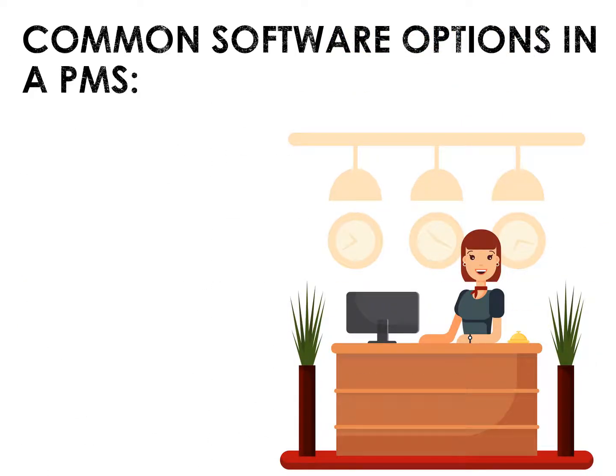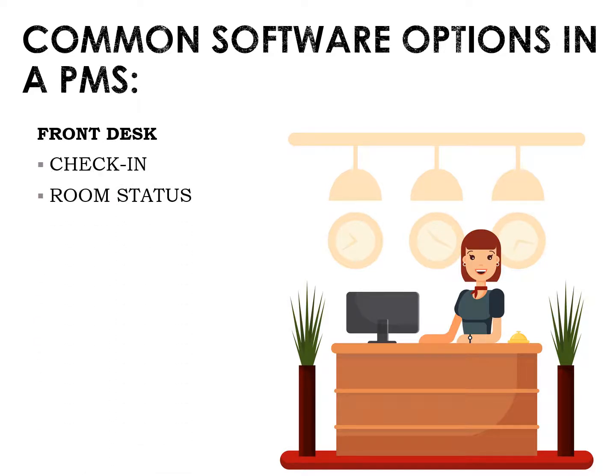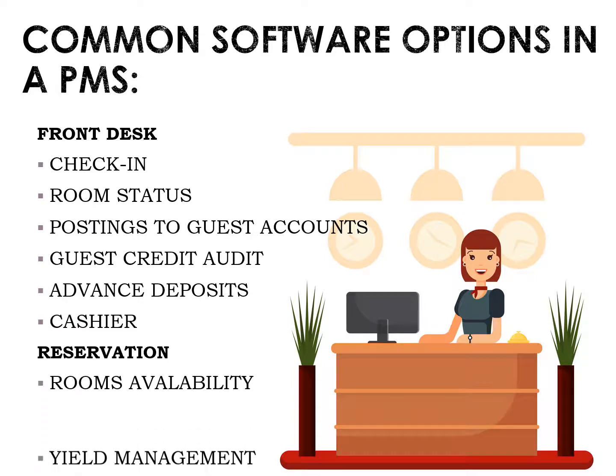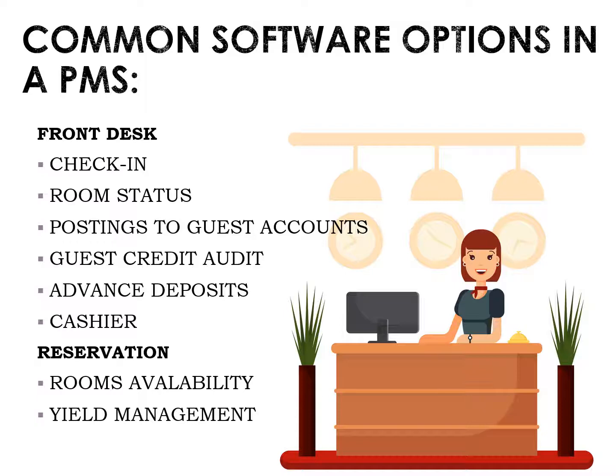So next, moving on. Now components, PMS components, in the sense major areas that run through the PMS. Inside each component or option, we have sub sections also. For example, front desk as a component has check-in, room status, posting to guest accounts, guest credit checking, advanced deposits, cashiering, everything related to the front desk. And the next important one is front office reservation, room availability, yield management, everything done by reservations.